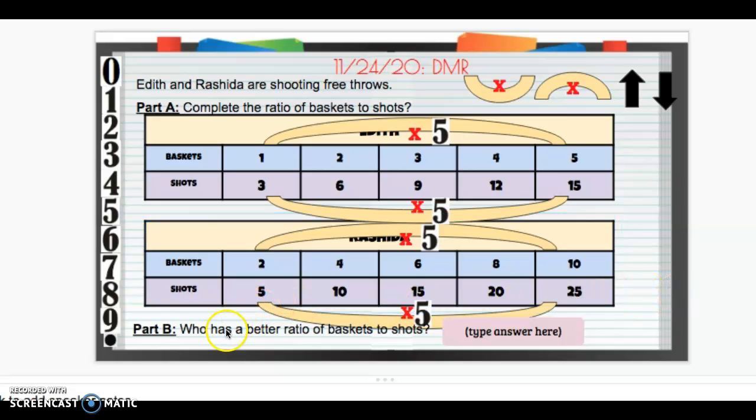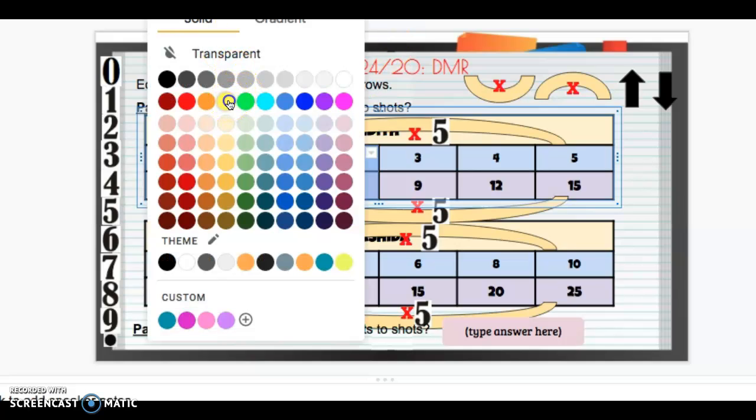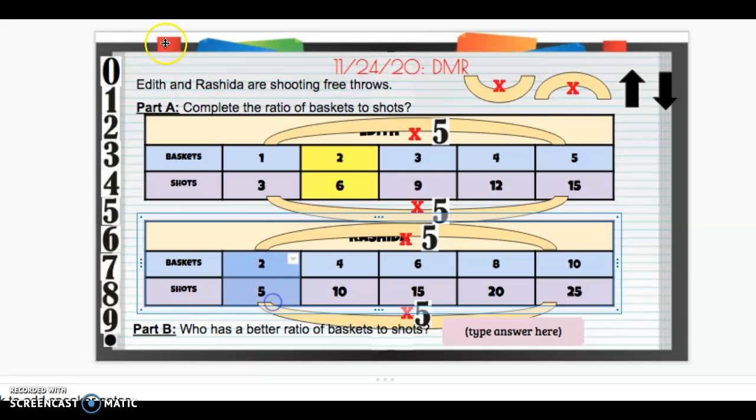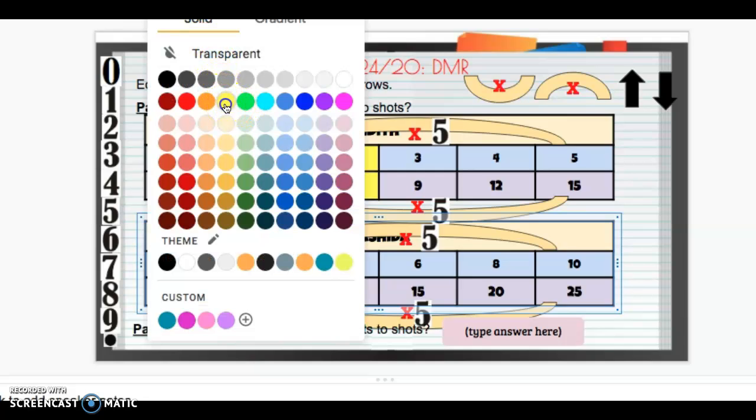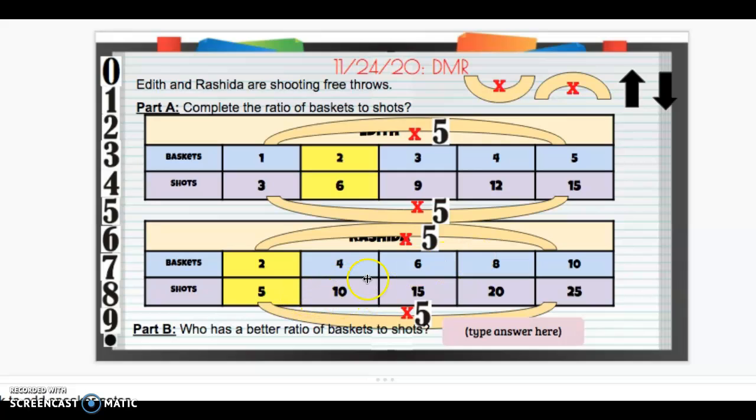And now it's asking who has a better ratio of baskets to shots. Is it Rashida or is it Edith? So you have to look at your ratios. Finding one for baskets that has the same number above as Rashida's basket. So I see a 2 and a 6. So I'm going to highlight those yellow. And then I see a 2 and a 5. Highlight those yellow. So those are the two ratios that we're comparing.